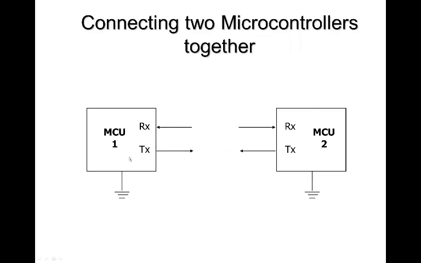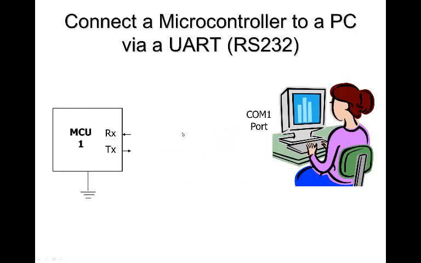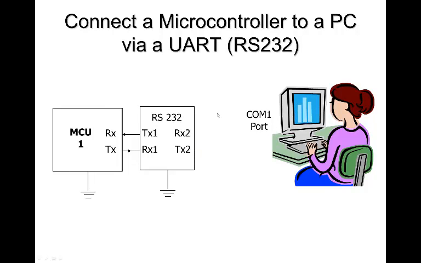So if you had two microcontrollers, you connect the transmit of one to the receive of the other and vice versa. Do be aware that you need to have the same ground here, otherwise these logic levels won't really mean anything to the other microcontroller. We can also connect a microcontroller to a personal computer in a very similar manner. And basically this is what those COM ports are on your PC.